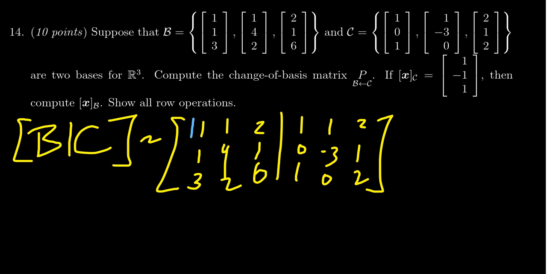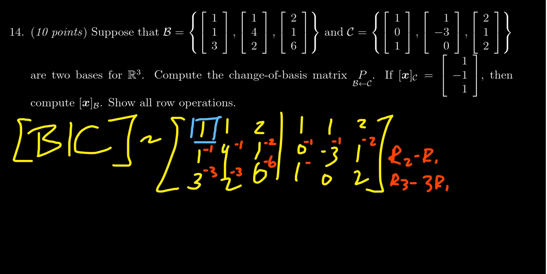So for the first pivot position, we have a 1 right there. We've got to get rid of the numbers below it. We're going to take row 2 minus row 1. We're also going to take row 3 minus 3 times row 1. That'll look like minus 1, minus 1, minus 2, minus 1, minus 1, minus 2. For the third row, we're going to get minus 3, minus 3, minus 6, minus 3, minus 3, minus 6, like so.